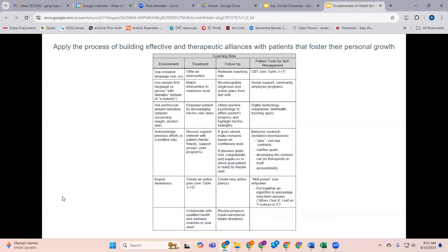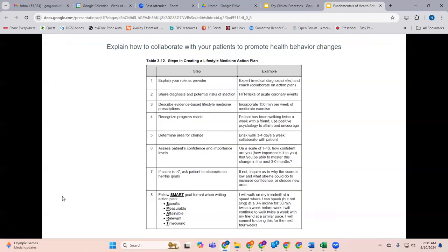So this is a lot of content and it covers a lot of the different objectives. So I might say we've covered it in the future objectives. Explain how to collaborate with your patient to promote health behavior change. There is a step by step in creating this action plan, and they talk about some of it here. There's like, use SMART goals and whatever. So we just put all of it into one table.